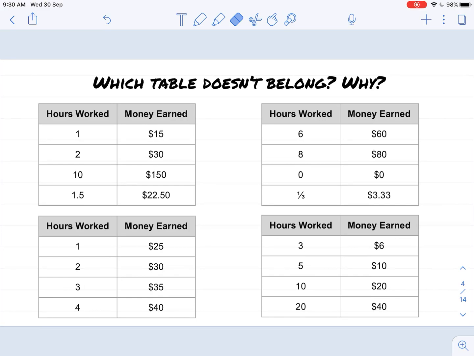So the first thing I want you to do is just to look at those and pick the one out of those four that you think doesn't fit. There's not a right or a wrong answer for this, but you're going to pick one that doesn't fit and then explain in a few sentences why.